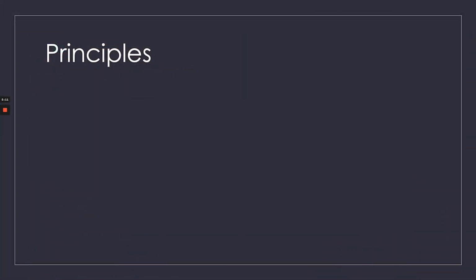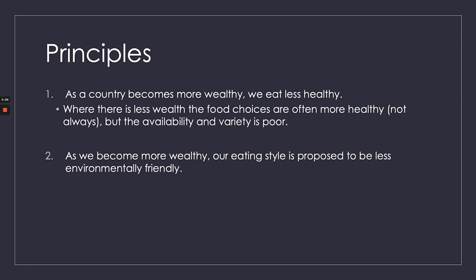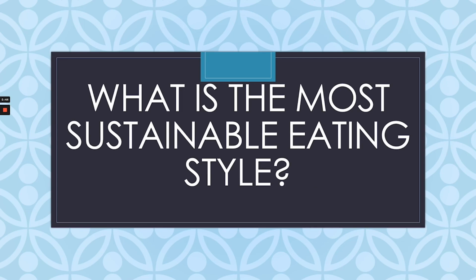So here is my observation. As a country becomes more wealthy or developed, we eat less healthy. And where there is less wealth, the food choices are often more healthy, but the availability and variety is poor. Additionally, as we'll now discuss, as we become more wealthy, our eating style is proposed to be less environmentally friendly. However, in areas of lower wealth, patterns may be more environmentally friendly, but waste is decreased because they lack processing, as we discussed last time. So what of these is the most sustainable eating style, or how should we eat for the future, I guess?